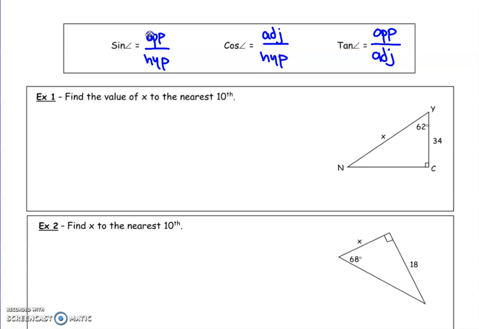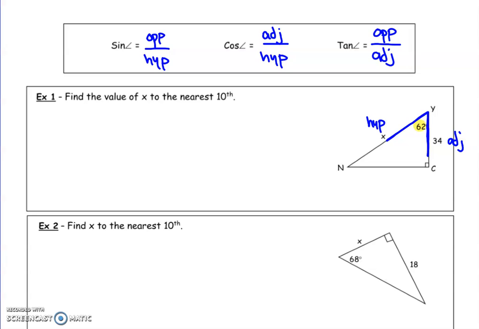In example 1, it says find the value of x to the nearest tenth. The approach is the exact same as yesterday's lesson. Identify the angle and then the 2 sides that are given to you in the diagram. So the opposite side is not given to us. That would be NC. X is the hypotenuse and 34 is the adjacent. And remember we said yesterday, the adjacent and the hypotenuse always make up the angle.